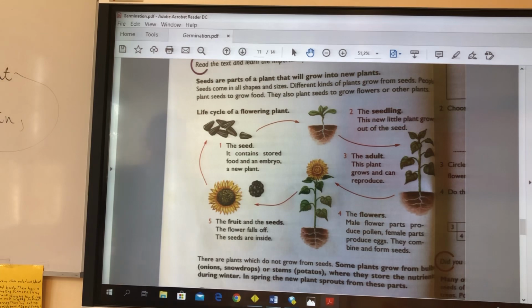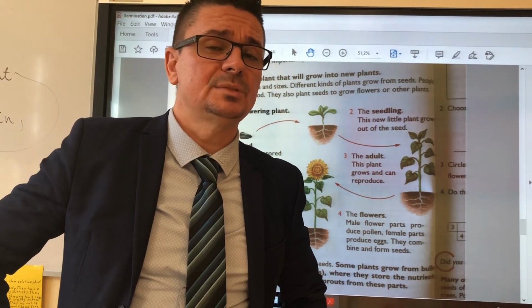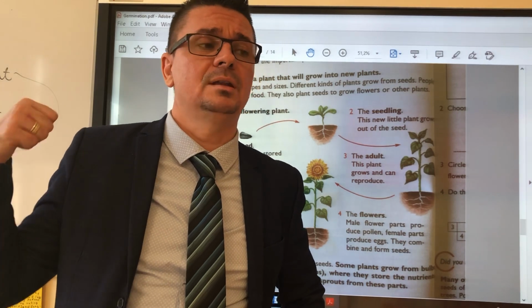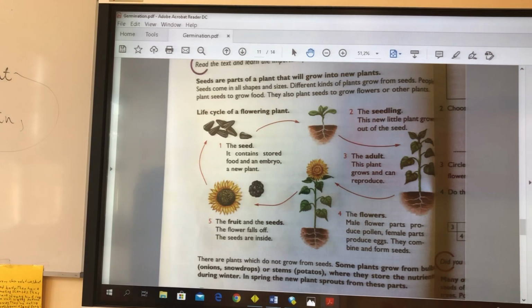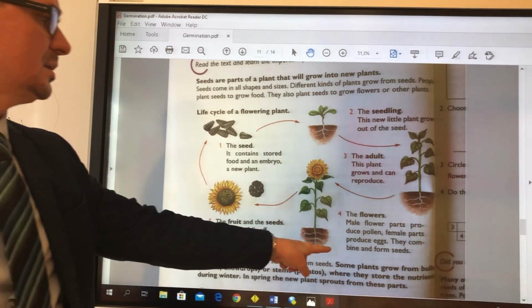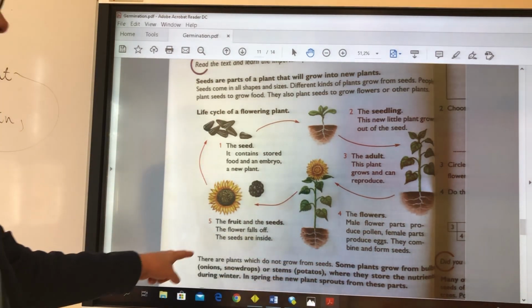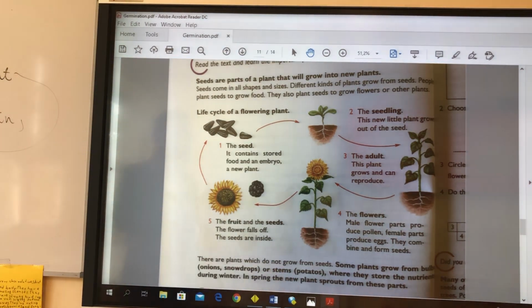But do you always eat a fruit? Or sometimes you eat some other parts of the plant, like the seeds? Let's check this together with me. Ready, steady, go. There are plants which do not grow from seeds. Some plants grow from bulbs, onions, snowdrops, or stems, potatoes, where they store the nutrients during winter. In spring, the new plant sprouts from these parts.